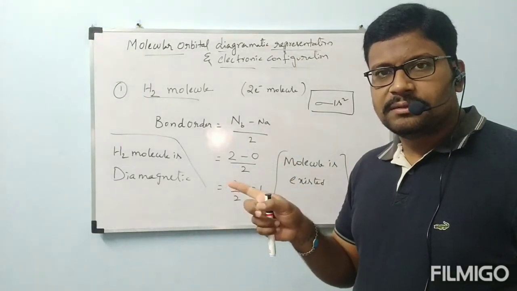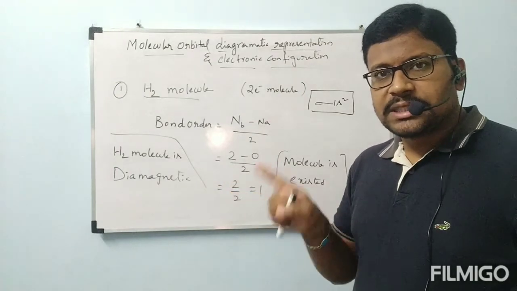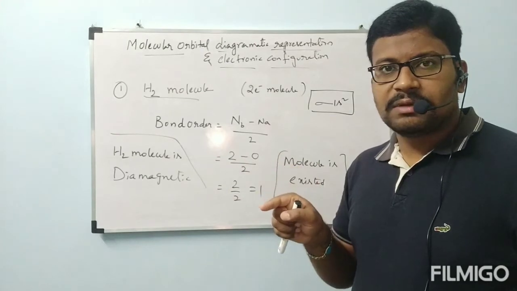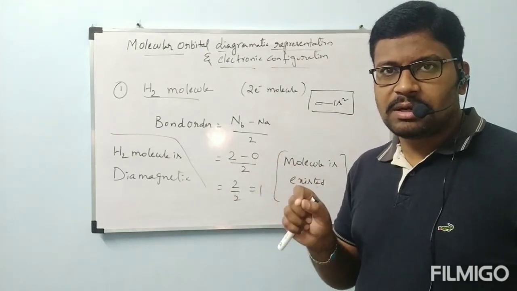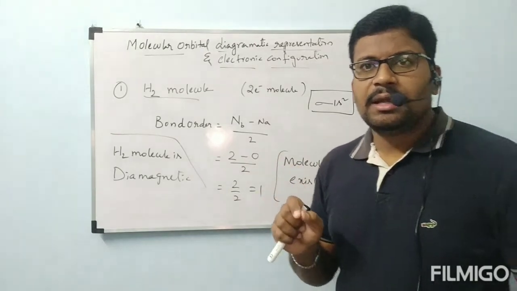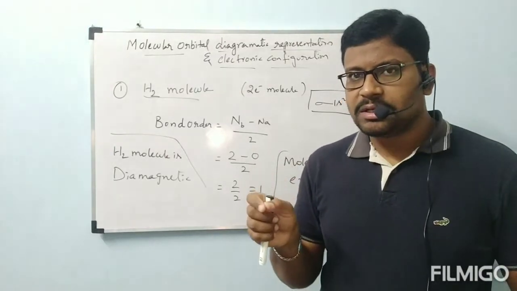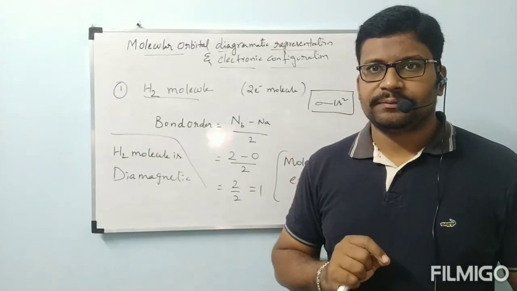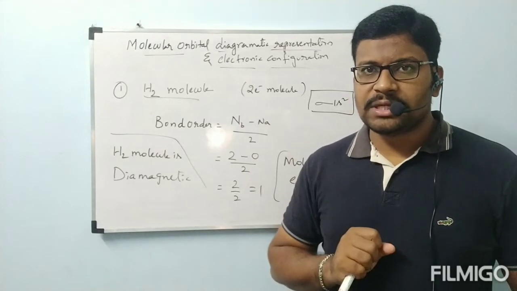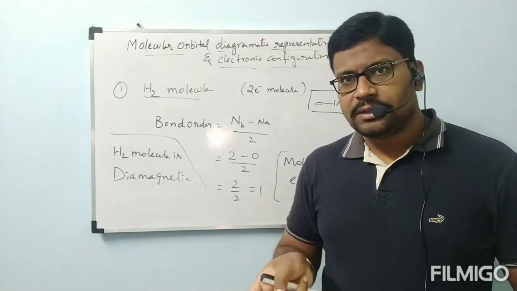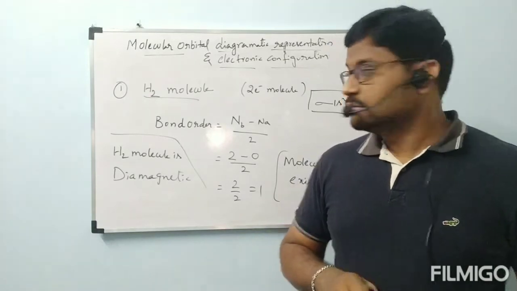1s and 1s will undergo constructive interference as well as destructive interference. If they undergo constructive interference, we get the bonding molecular orbital sigma 1s. If they undergo destructive interference, we get the anti-bonding molecular orbital sigma star 1s. But totally hydrogen has 2 electrons, and those 2 electrons will be filled into sigma 1s only.